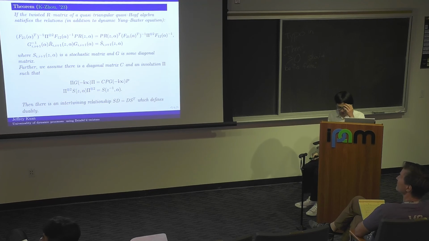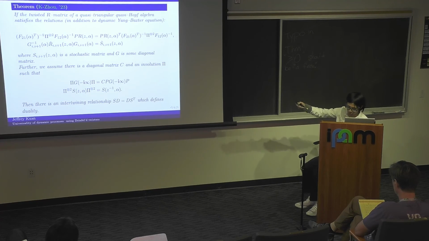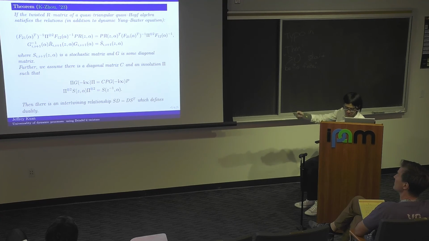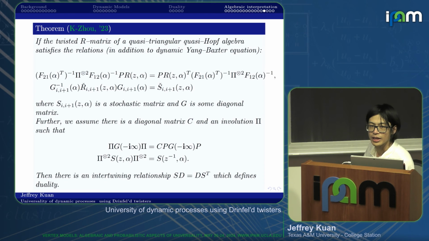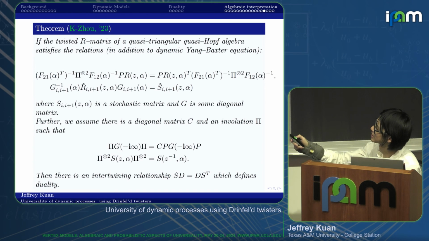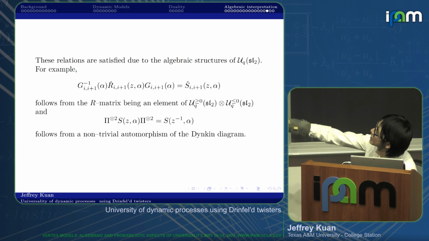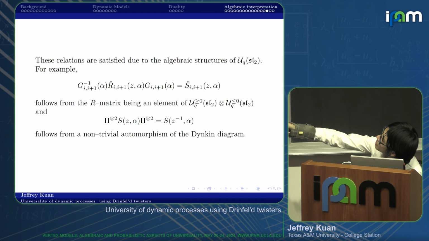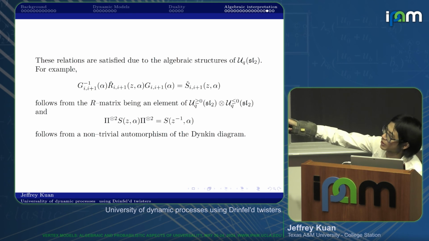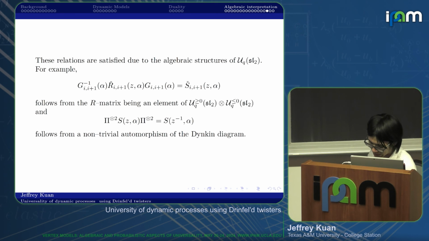So this is a very general and algebraic result. It says that if you start with the quasi-triangular or quasi-Hopf algebra, which satisfies a whole bunch of relationships, which I'm not even going to try to read out loud, then there's a duality relationship. There are actually good algebraic reasons for these relationships to hold, which is on the next slide. The first identity is due to the form of the universal R matrix. In case you're wondering, these are the Borel and Cartan subalgebras, the union of those. The second identity is due to a non-trivial automorphism of the Dynkin diagram, if that means anything to you. Based on the looks on your face, it probably doesn't. That's OK.